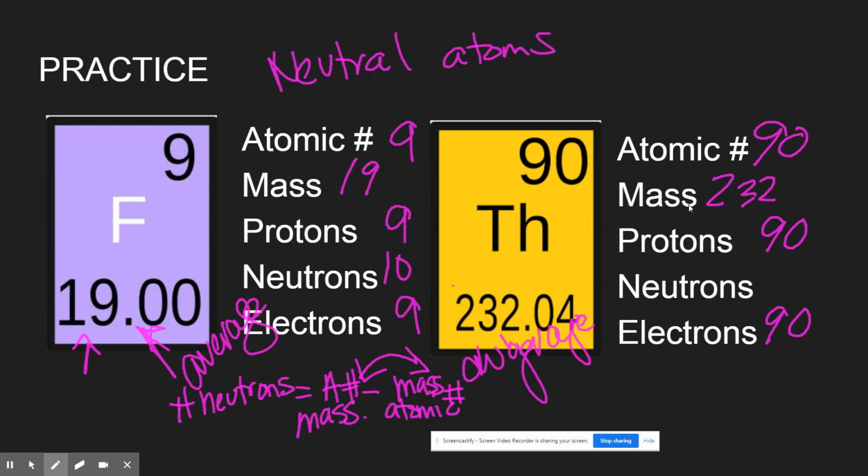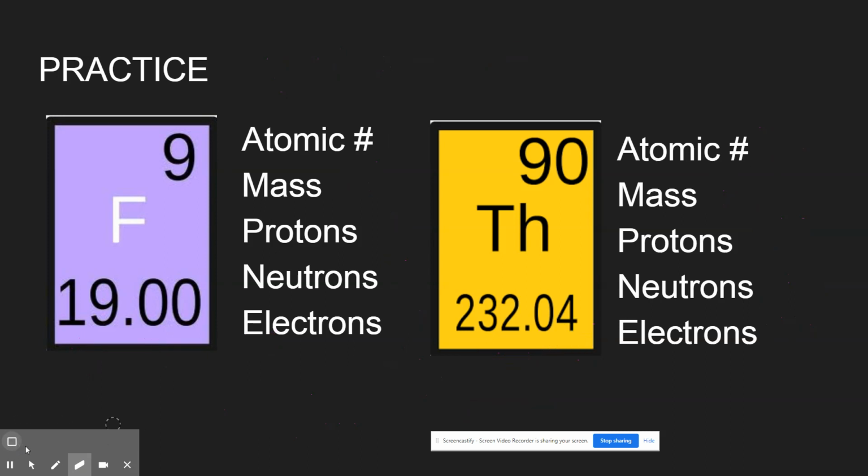Okay, so how do I figure out my number of neutrons? Well, we want to use that same mathematical formula, 232 minus 90. That's going to give me 142. Okay, 142. And we'll do some more practice, and our goal for Friday is to do some more practice together.